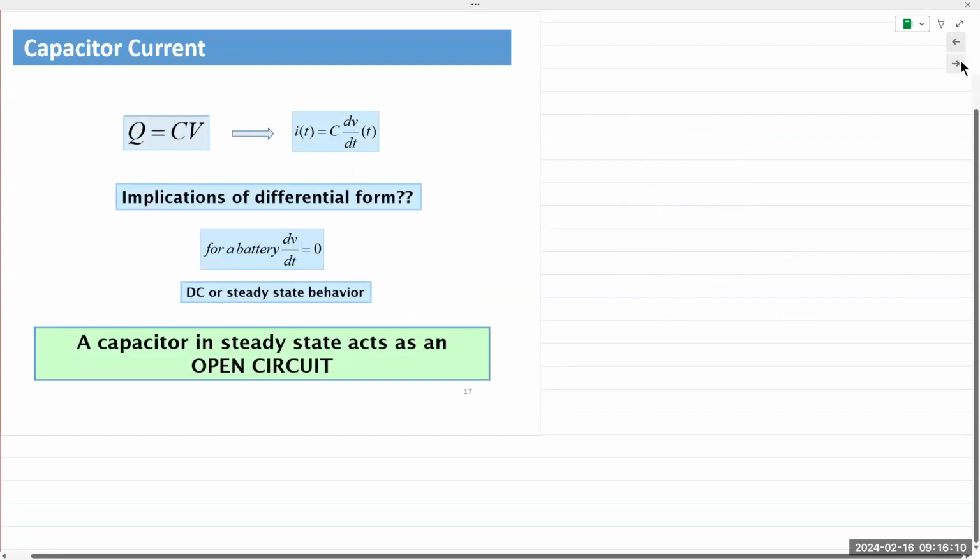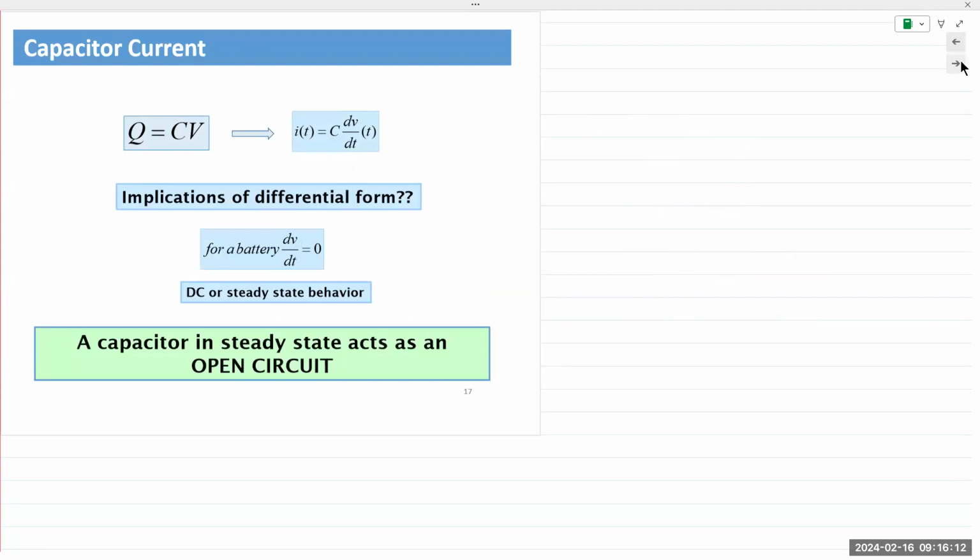We saw for an inductor that if current is steady, meaning it's constant, a DC applied current, then the voltage across the terminals would be 0 because di over dt is 0. Similarly, for a capacitor, if the voltage is constant, meaning if it's a battery or a DC input, once it reaches full charge, the current goes to 0. And that behavior is known as the steady state behavior because the input voltage or the input current is not changing with respect to time.